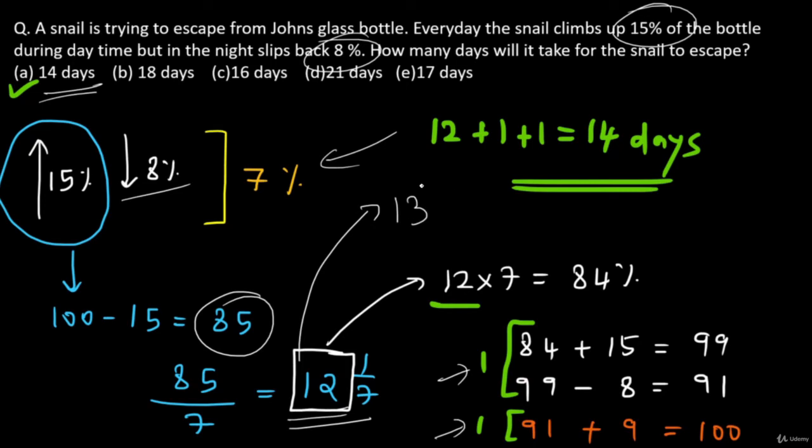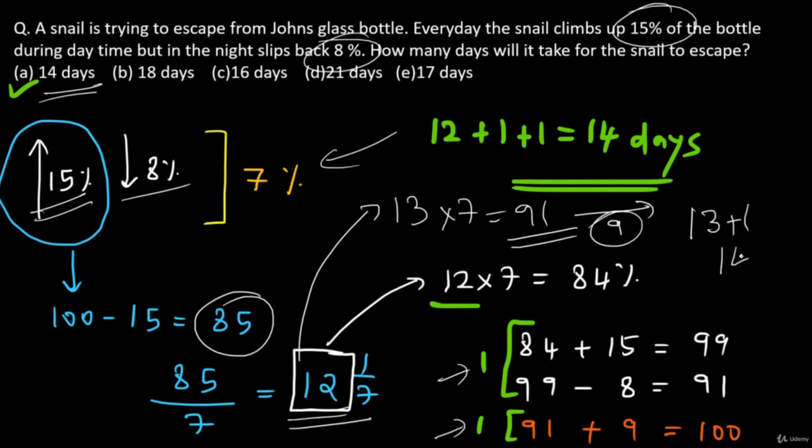So what happens on day 13? 13 into 7 is equal to 91. So the snail is at 91%, and on the next day it just needs 9 more extra percentage. It can actually move up to 15% up. So on the next day, that is 13 plus 1, on the 14th day, the snail will come out.